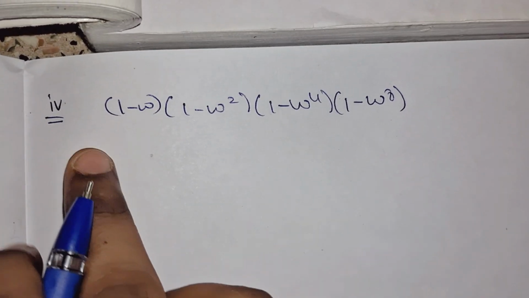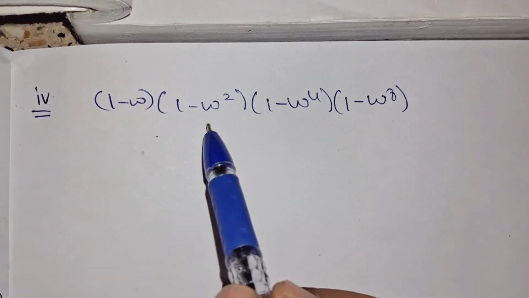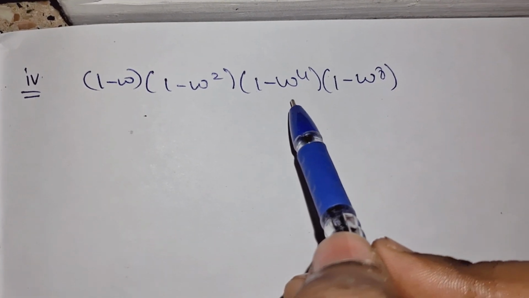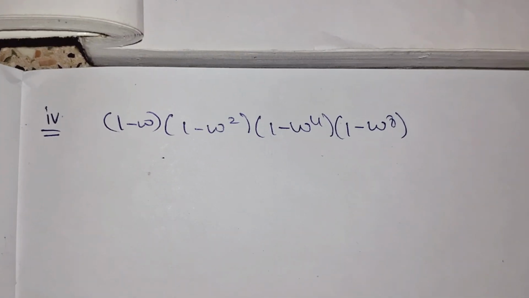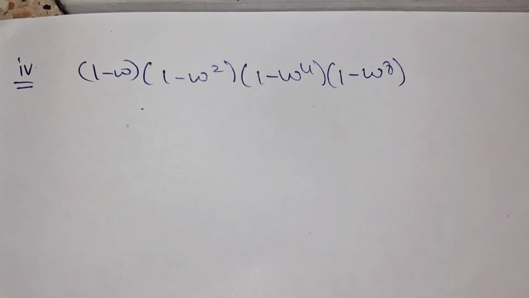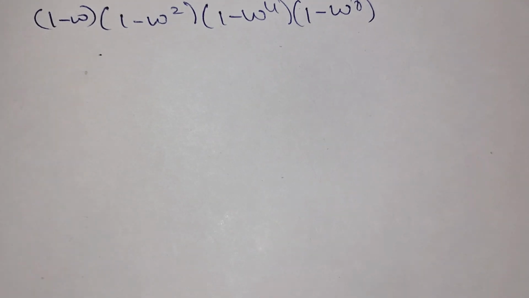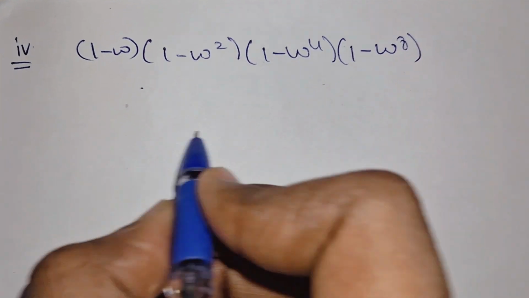Now the fourth question, (1 minus omega) into (1 minus omega square) multiplied by (1 minus omega to the power 4) multiplied by (1 minus omega to the power 8). This problem is similar to one of the problems I have solved in the fourth bit, the second one, this is similar to that only. I will show you how to solve this.